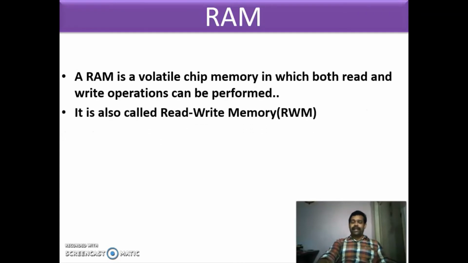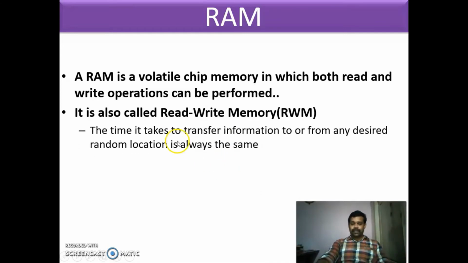Again, RAM is a volatile chip memory in which we can perform both read and write operations. So it is also called read-write memory. In RAM you can perform both read and write operations, but in ROM you can perform only read operations. The time it takes to transfer information to and from any desired random location is always the same. So in RAM, the time taken to transfer information to the RAM as well as from the RAM is the same.